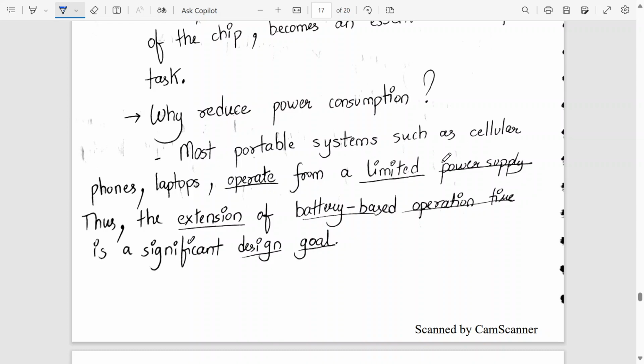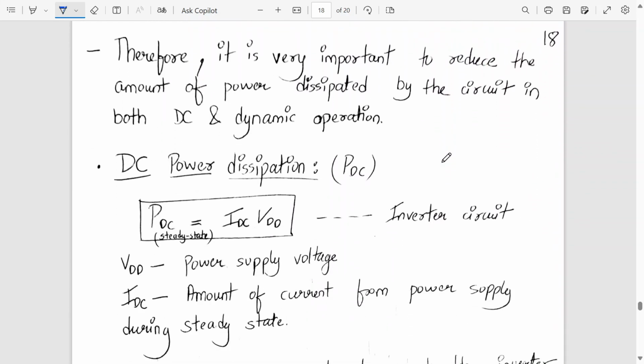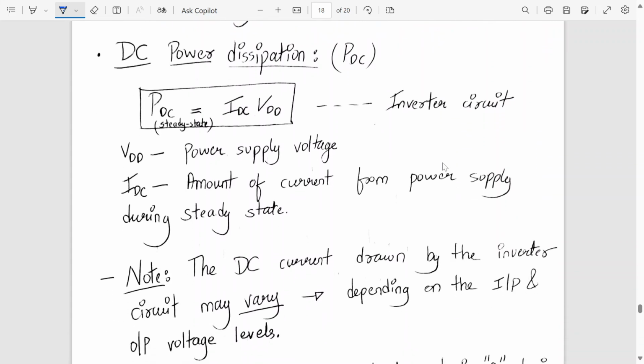If it consumes more power, if it should work for, let's say, 24 hours, it will work less than 10 hours. Okay? So that is a significant design goal. Therefore, it is very, very important to reduce the amount of power consumed in both DC and dynamic operation. Okay? So what is the DC power dissipation given by, IDC into VDD? Write this down.